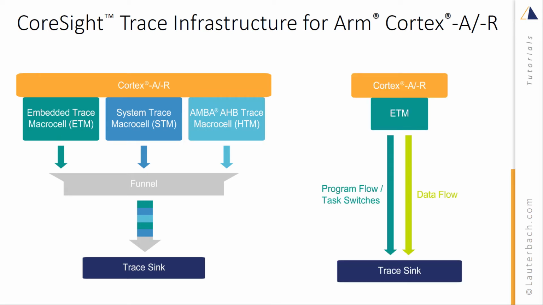The ETM generates information about the target program execution as well as OS task switches. Depending on the used ARM core and the version of the ETM, information about data accesses can also be provided. This is mainly valid for the Cortex-R.